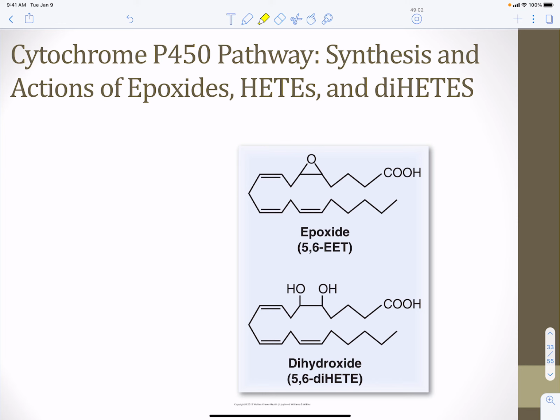So we have our P450s, and these are going to yield our epoxides. And then you can also form different dihydroxides, or DHETs. Biologic activities of these compounds are going to be in your ocular, vascular, endocrine, and renal systems.